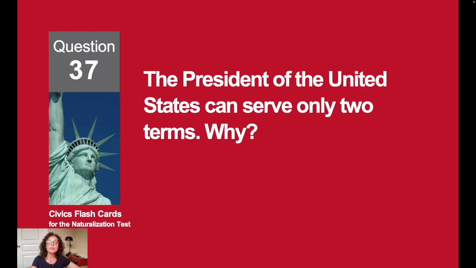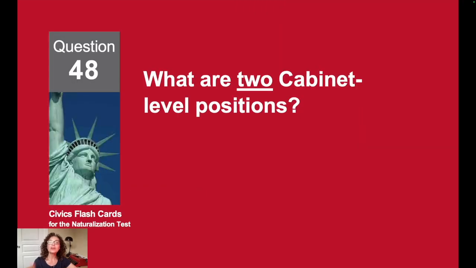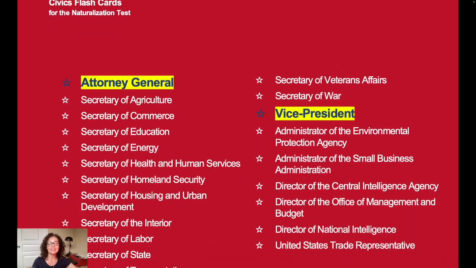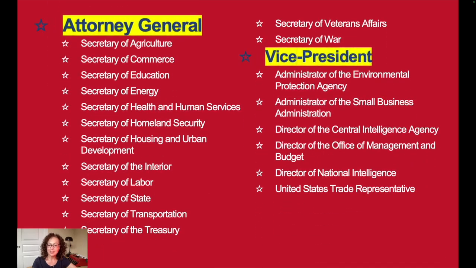The President of the United States can serve only 2 terms. Why? To keep the President from becoming too powerful. What are 2 cabinet-level positions? Attorney General and Vice President.